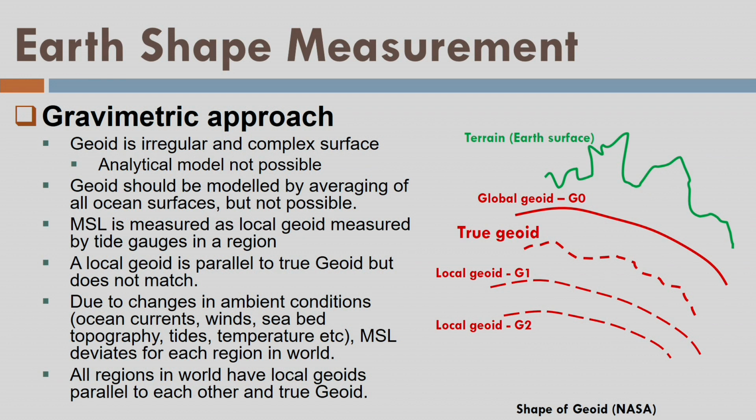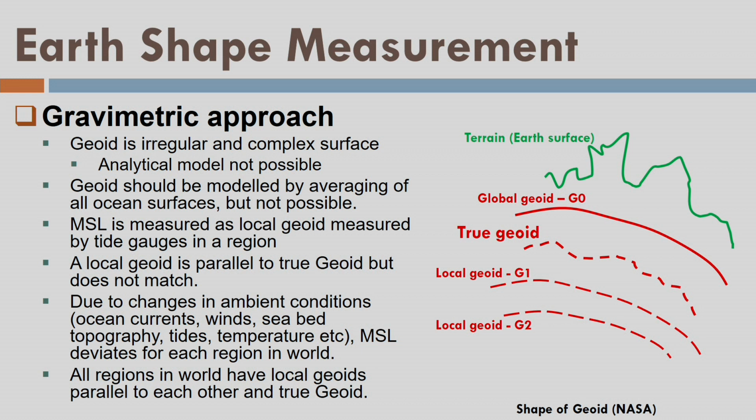Let us say there is a terrain shown in the green color, and if I fit the average surface through all the oceans, I will get the global geoid represented by G0, which is the firm red line here. Now I also have the true geoid, which, as I said, is very irregular, and which I already showed in the last picture.